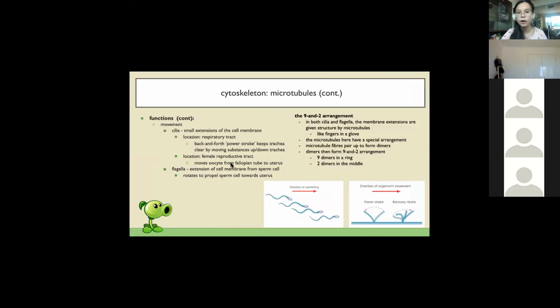They are also involved in movement. So cilia and flagella are small extensions of the cell membrane into the extracellular space. And because it's membrane, it's a little bit floppy, it wants some structure. So basically what the microtubules do is give it some structure by also extending a small section into this extension of the cell membrane, basically. And it does this in a 9 and 2 arrangement.